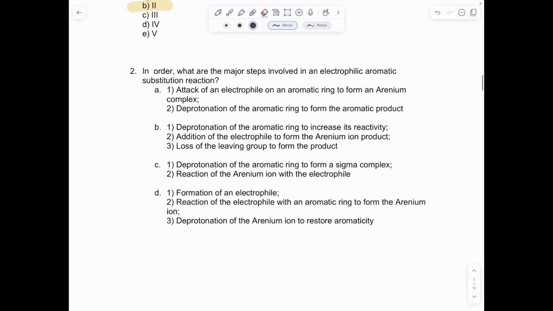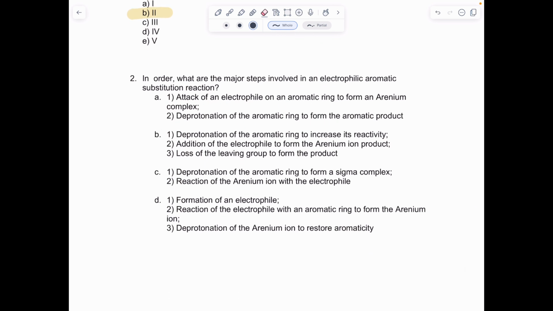Okay, moving on to question 2. Question 2 asks us to identify the major steps involved in an electrophilic aromatic substitution reaction. So we know that generally an EAS reaction is going to start with a benzene ring. It's going to add an electrophile. There's going to be an intermediate where you've added the electrophile but there's still a positive charge. And then the ring gets deprotonated to reform the aromaticity.